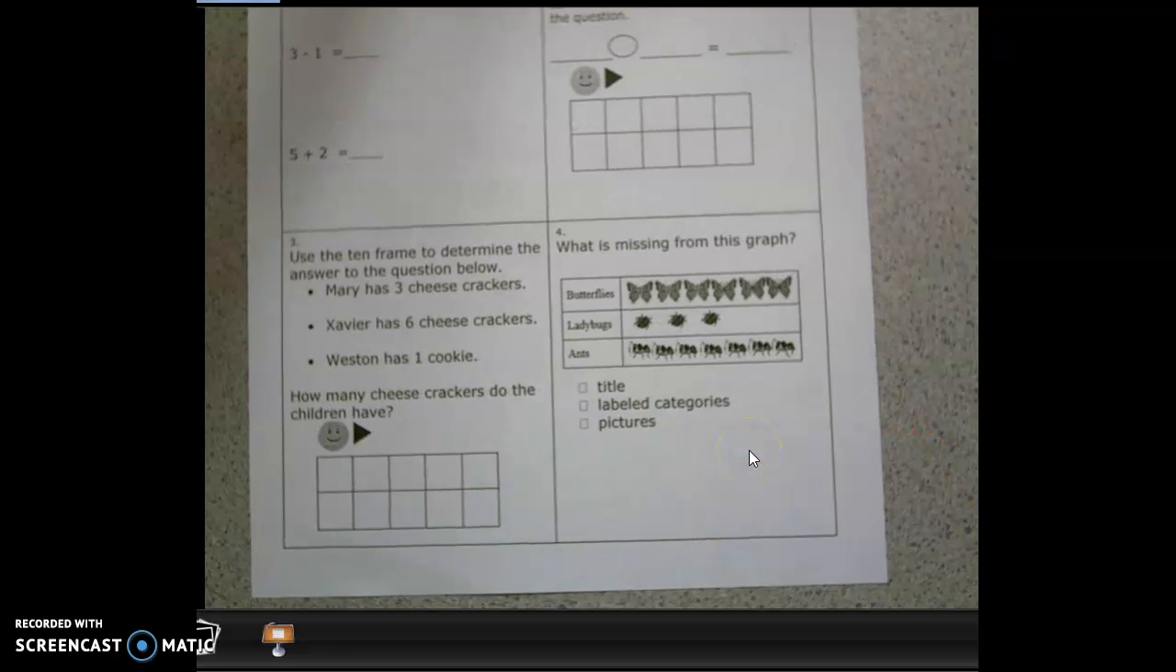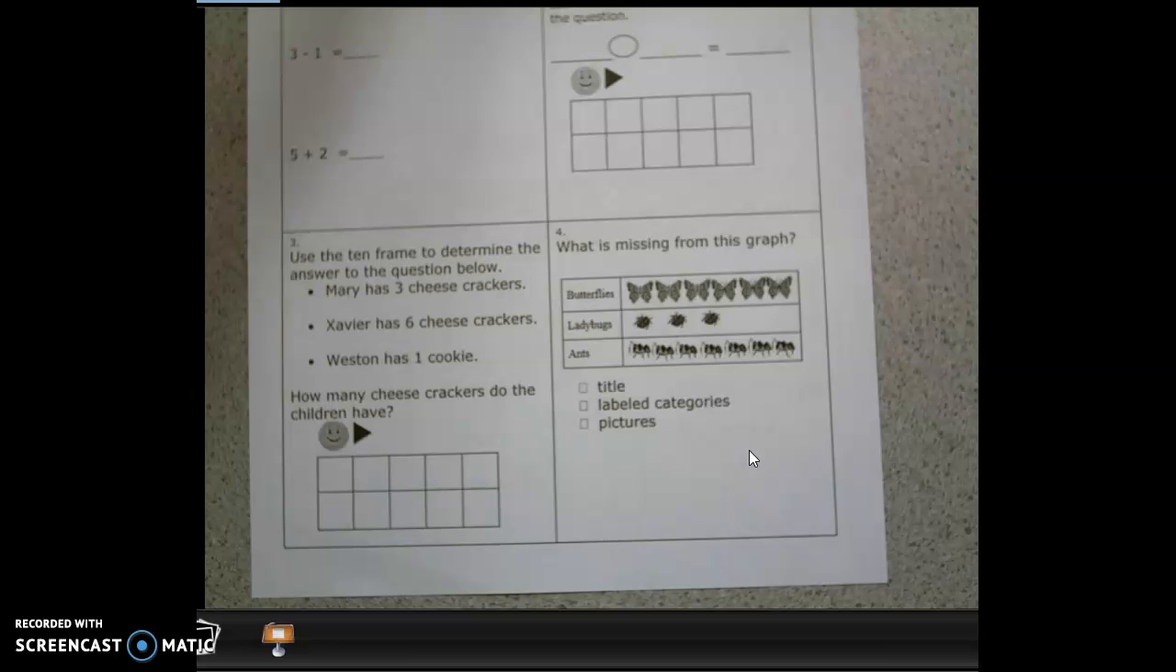Number 3. Use the 10 frame to determine the answer to the question below. Mary had 3 cheese crackers. Xavier had 6 cheese crackers. Weston has 1 cookie. How many cheese crackers do the children have? Boys and girls, I want you to look closely at this. Mary has 3 cheese crackers. Xavier has 6 cheese crackers, and Weston has 1 cookie. Do we need all that information? No. We have extra information, so when you're solving, be very careful because they're trying to trick you.